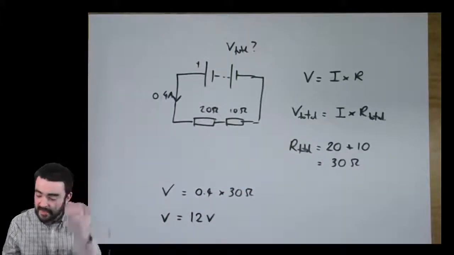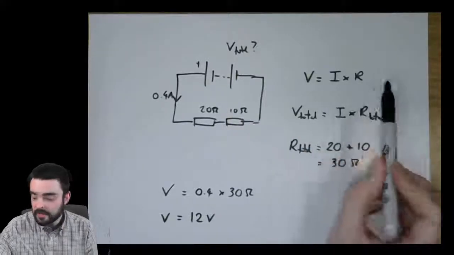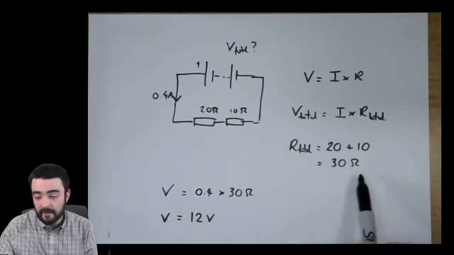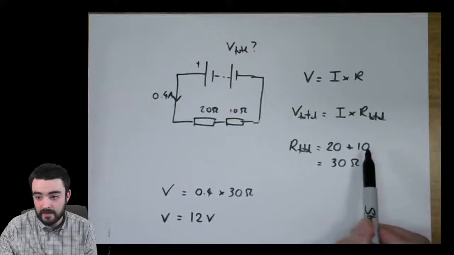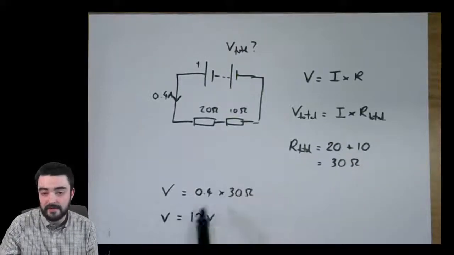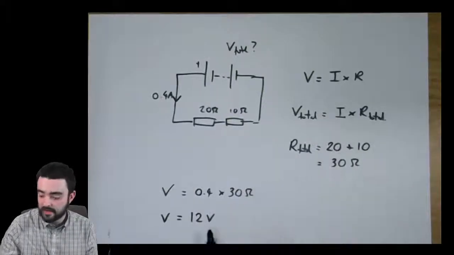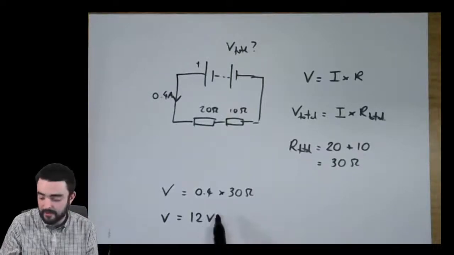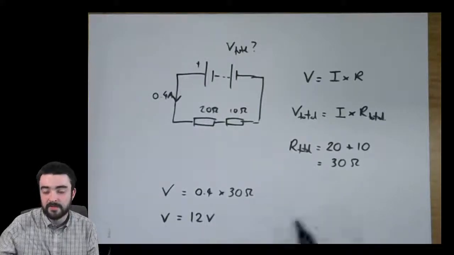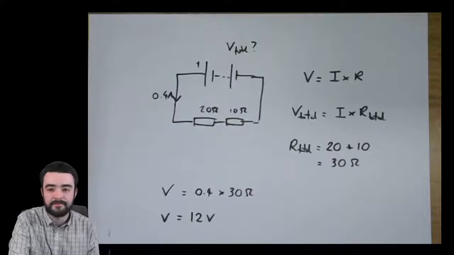So in setting that out, I wrote out the equation. I wrote out the equation to find R total for a series circuit. I then substituted those values into the equation and got my answer, and remembered to write my units. So there's your 3 marks for that question.